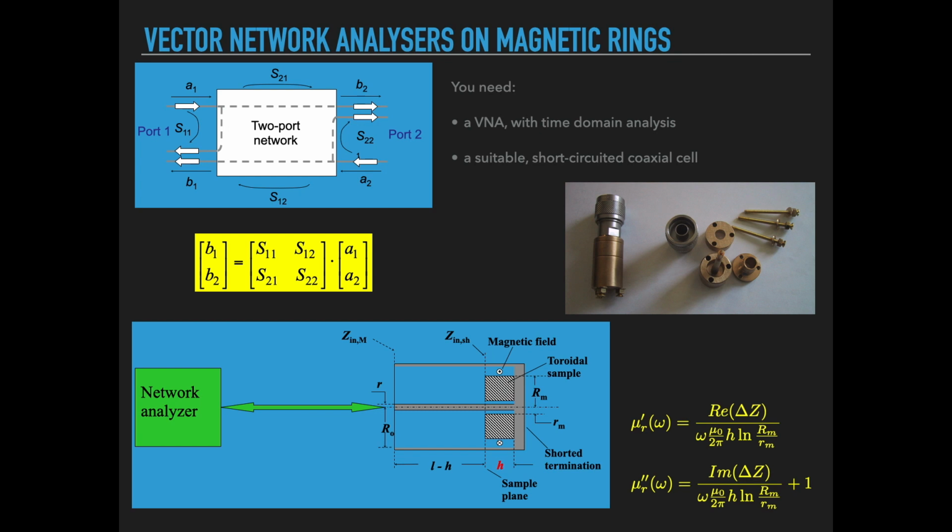Since the electromagnetic wave passes through the sample, its properties are affected by the frequency-dependent permeability of the sample itself, both real and imaginary part. The complex magnetic permeability of the sample can be calculated by a proper difference between a measurement done with the sample inside the measurement cell and the measurement cell without the sample inside.